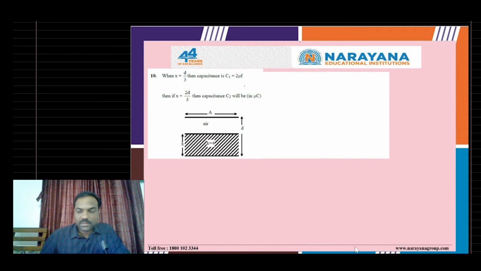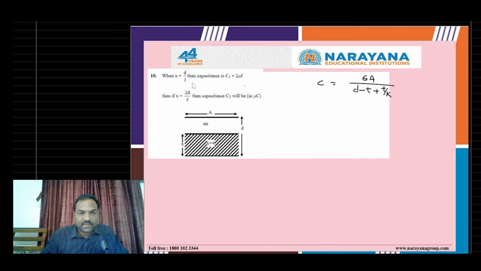So here we go with the next question, which is related to a partially filled capacitor. As it is a partially filled capacitor, we know that capacitance value is equal to epsilon naught A by D minus T plus T by K. If you remember, this is the capacitance of a partially filled capacitor, where D is the distance between two plates, T is the thickness of the dielectric we keep, and K is the dielectric constant.